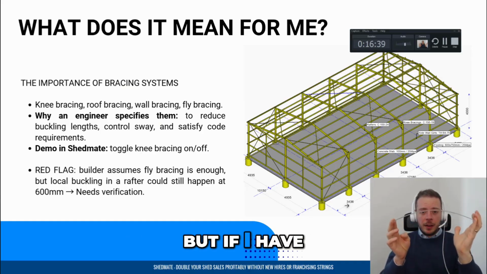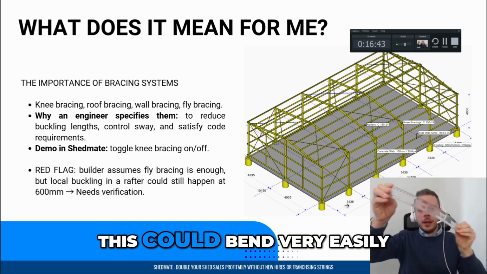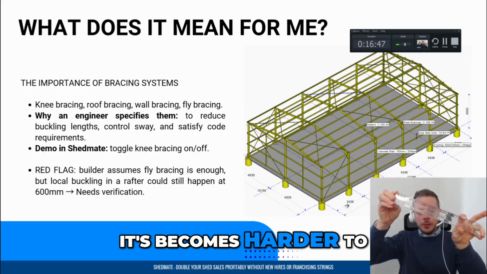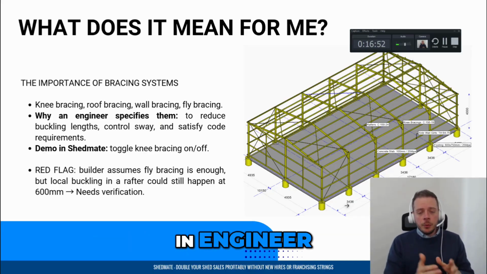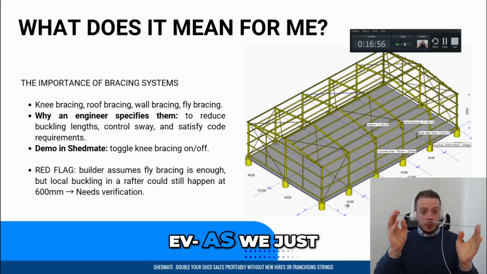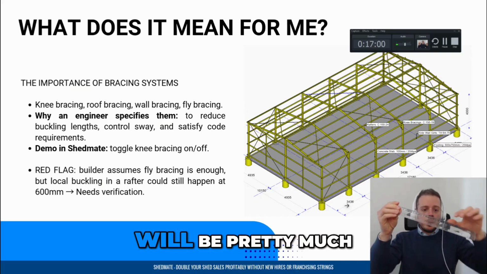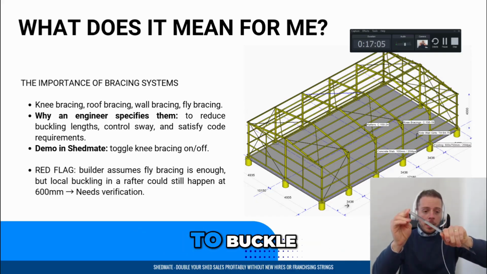But if I don't have the item there, just like a rafter, look, this could bend very easily. But when I add a fly bracing here, then it becomes harder to do it. This is pretty much the principle around it. An engineer will specify the bracing to reduce the buckling lengths, as we just discussed here on the ruler. So the length won't be the whole ruler, it will be pretty much from here to here. Now it's a lot harder to buckle, to bend it.